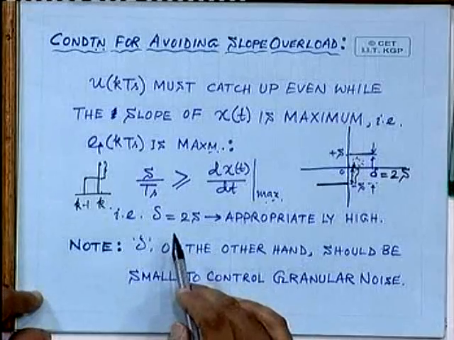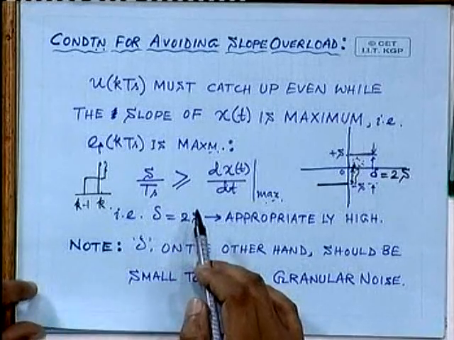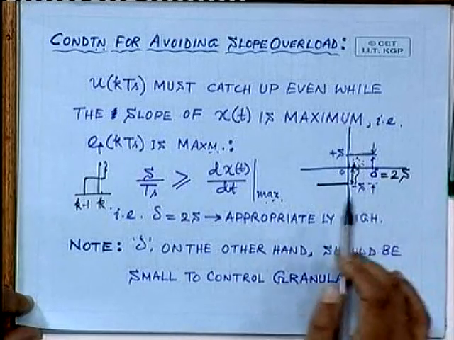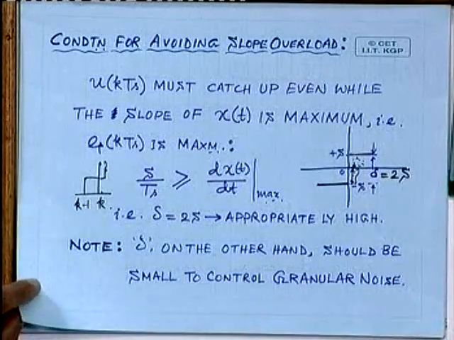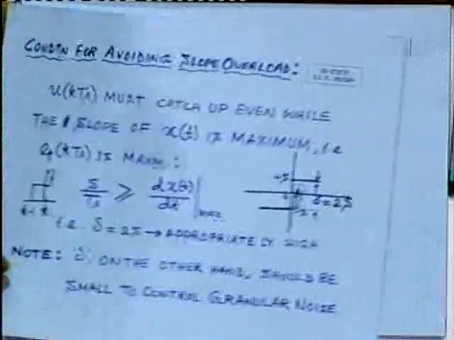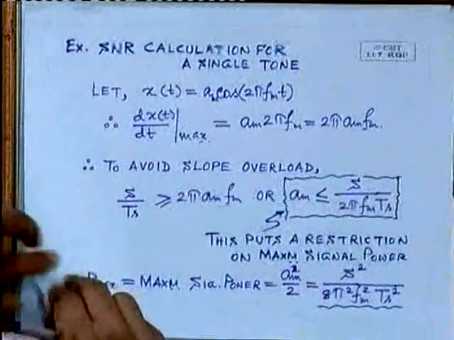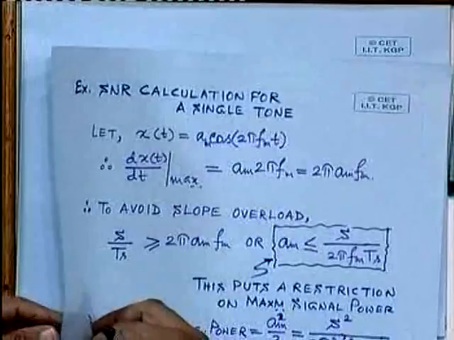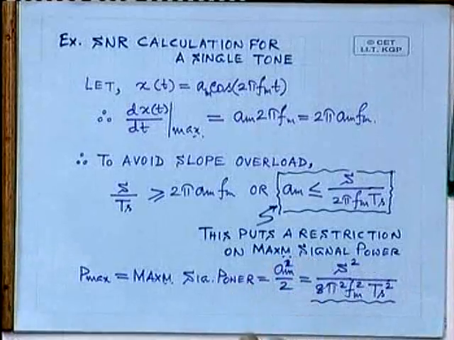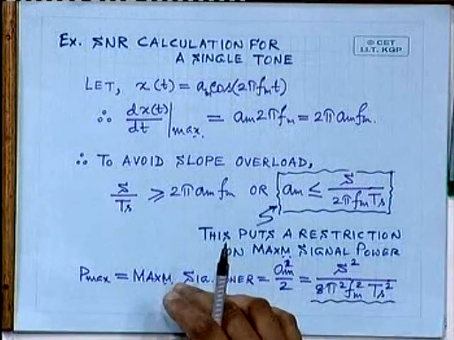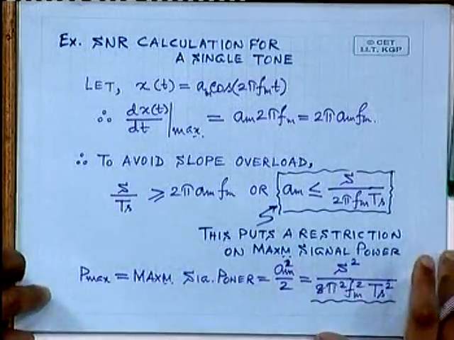So we can just say that this is the condition which may be adopted for almost eliminating the slope overload problem. Whereas as I noted earlier, delta, the step size, should be small if I have to reduce the granular noise. So let us see through an example where we try to calculate the signal to quantization noise ratio, following the inequality that I showed just now, so that we assume there is no slope overload problem. Precise analysis of the slope overload problem is somewhat beyond our scope of discussion really.